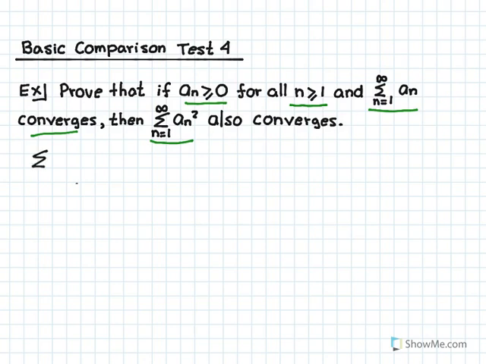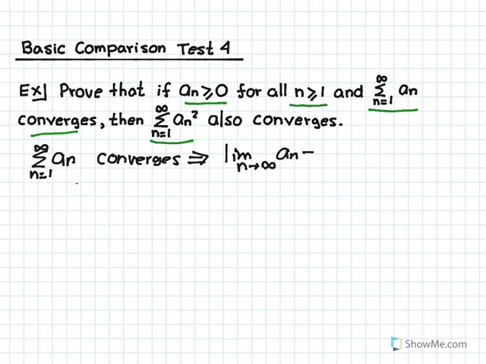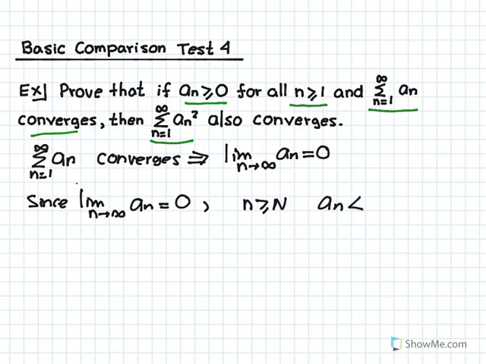Now, we know that the summation of a_n converges by assumption. N equals 1 to infinity, summation a_n converges. And this implies that the limit of the nth term as n goes to infinity is equal to 0. Now, since the limit as n goes to infinity of a_n is equal to 0, then for sufficiently large n larger or equal to capital N, a_n, the nth term, will be less than 1 because it's approaching 0, so eventually it will be less than 1.